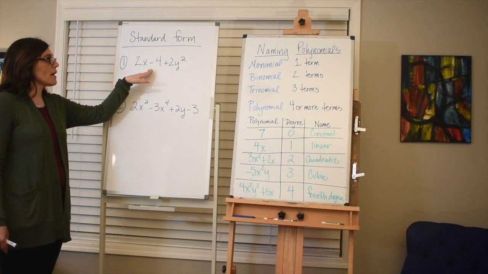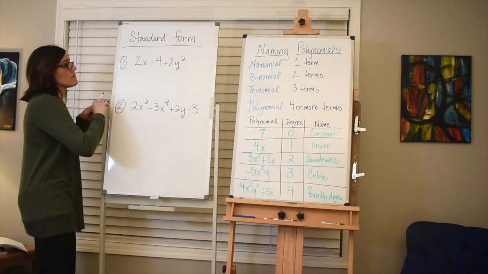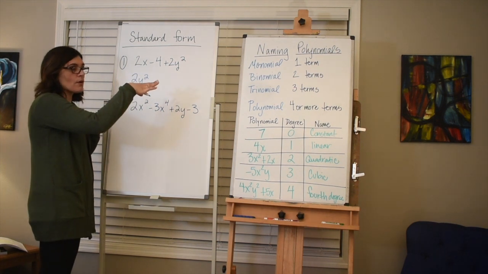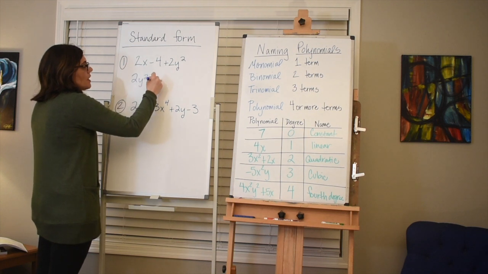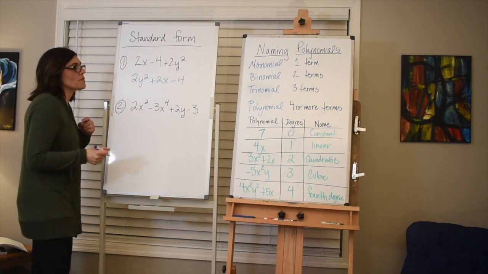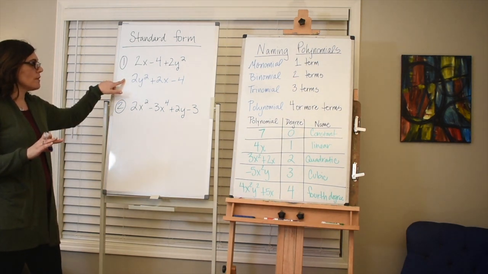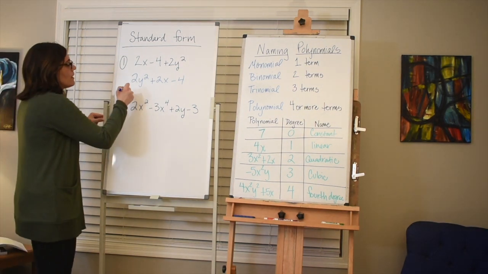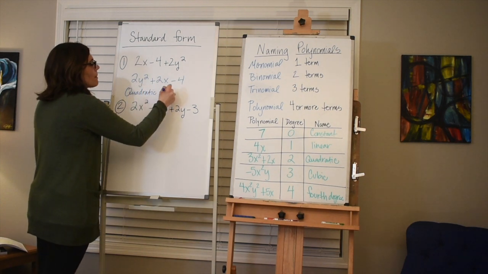This first one is 2x minus 4 plus 2y squared. So what's the highest variable term? It's 2y squared, so I'm going to write that first. And then I'm going to go in descending order. So my next one would be the x term, and it's positive, so I'm going to write plus 2x. And then I'm going to end with my constant, minus 4. So again, that is how we would write in standard form for this one. And if we were to name this one, it would be a quadratic trinomial.